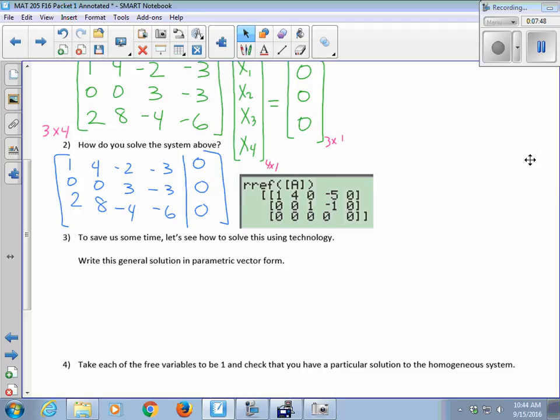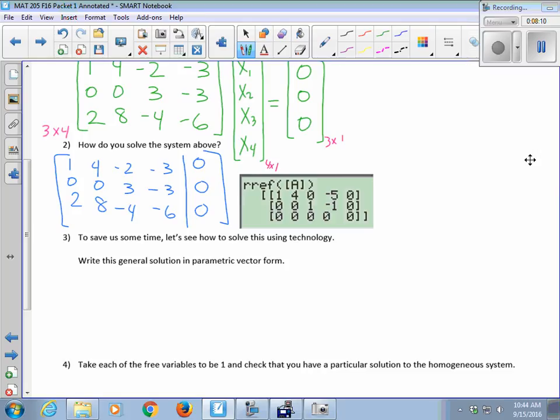All right, so that's the row reduced version of the matrix we just came up with. Saves us a lot of time, right? Wolfram Alpha can do this also. So if you're at home and you have access to a computer, you can do it there. Mathematica and MATLAB can do it too.